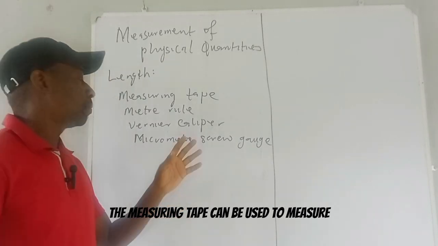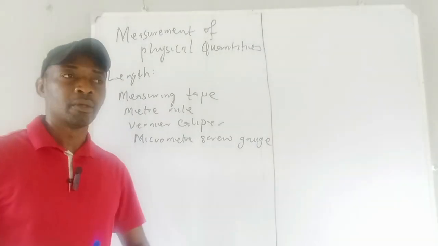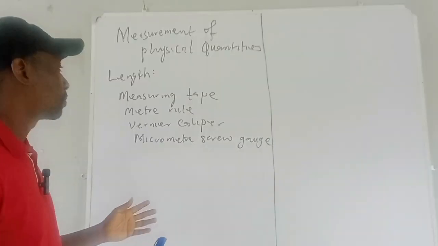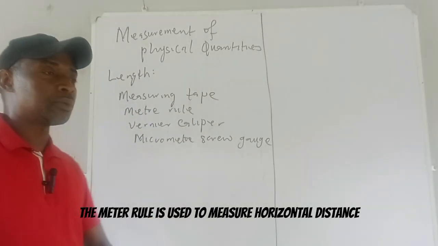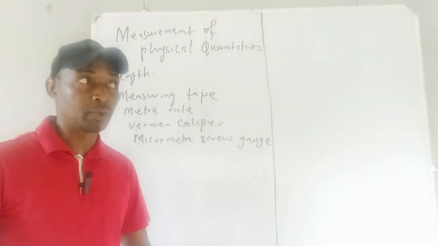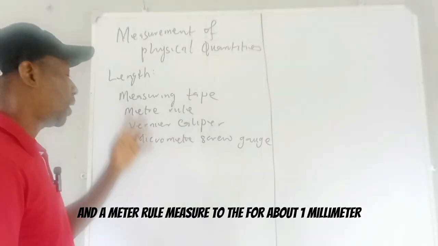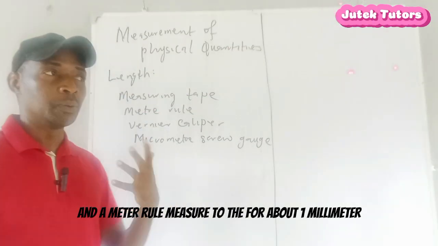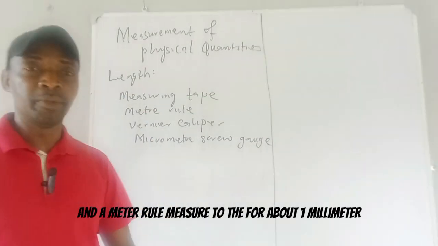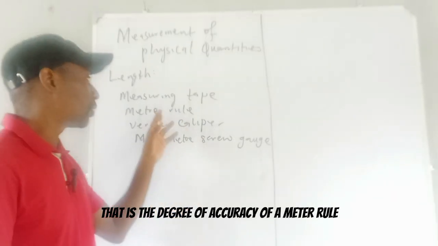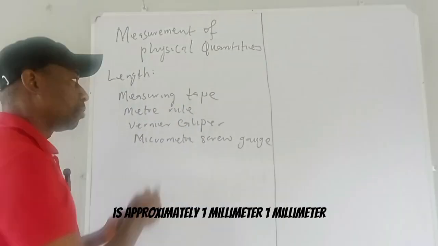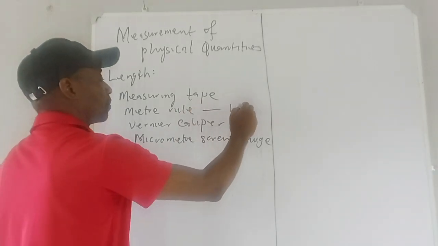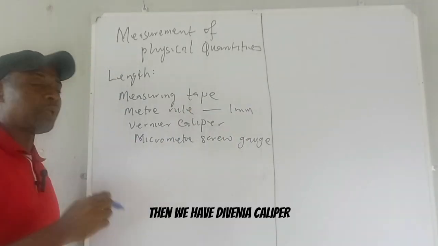The measuring tape can be used to measure very long distances. Then we have the meter rule. The meter rule is used to measure horizontal distance. And the meter rule measures to about 1 millimeter. That is, the degree of accuracy of a meter rule is approximately 1 millimeter. Then we have the vernier caliper.